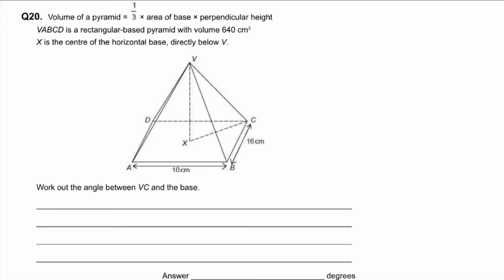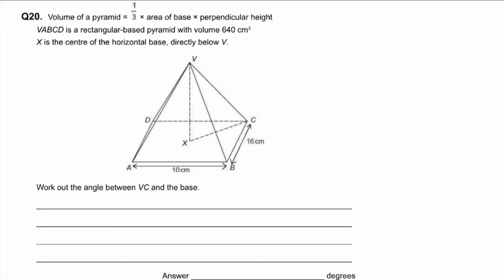Question 20, the volume of a pyramid is 1/3 of its area of its base times its perpendicular height. VABCD is a rectangular based pyramid with volume 640 centimeters cubed. X is the center of the horizontal base directly below V. Okay, work out the angle between VC and the base. So work out the angle between VC and the base.